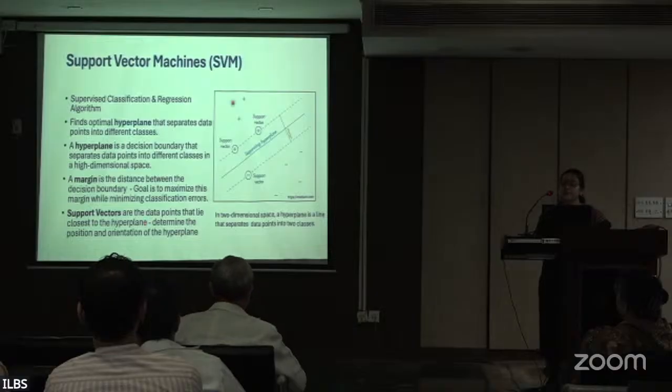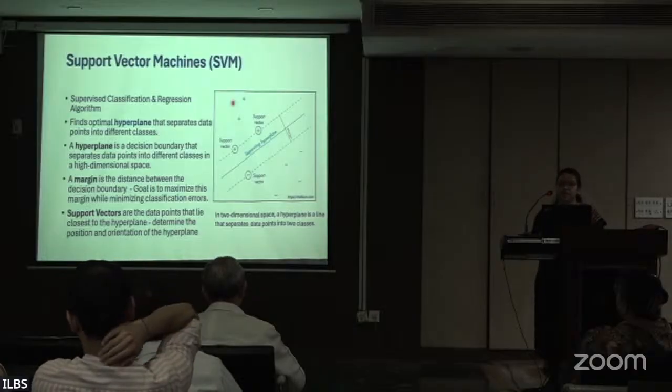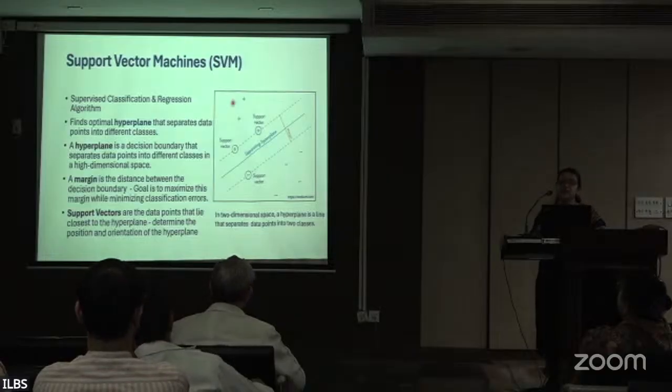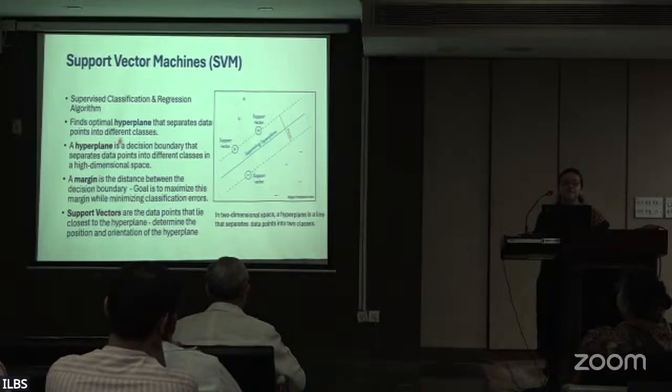So in support vector machine, what is done? The whole data set is seen together. The nonlinearity is handled by mathematical equations that convert the data set from the current structure to another structure. So it is called hyperplane.